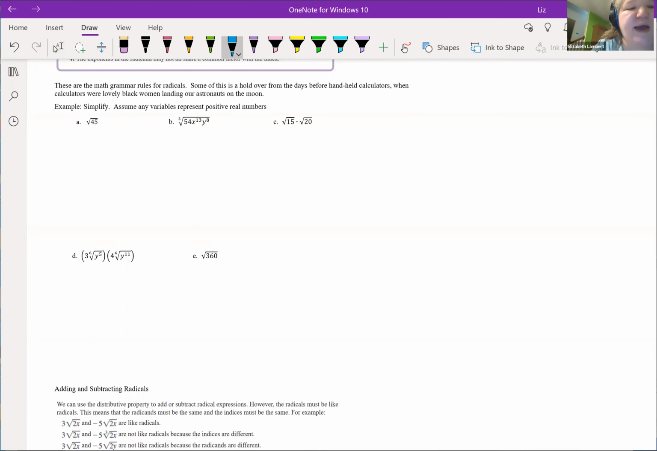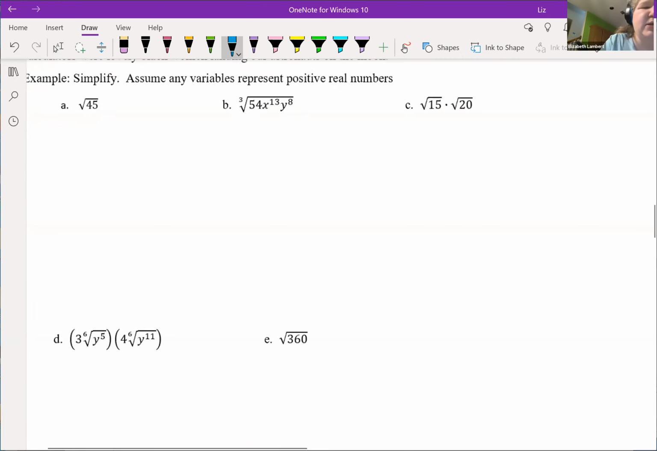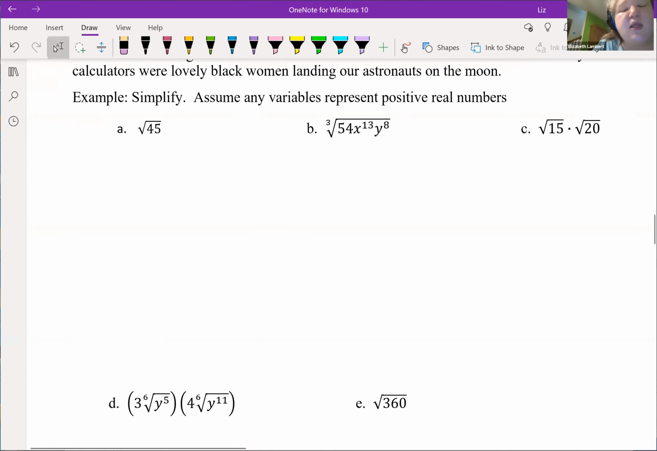All right, so let's look at 45 first. Let's zoom this in because we all know I write too big. So in order to figure out what's going to come out of a square root, square roots have an invisible index of 2, meaning I need pairs. You guys should be fairly used to that though.